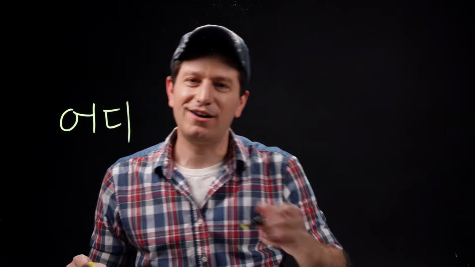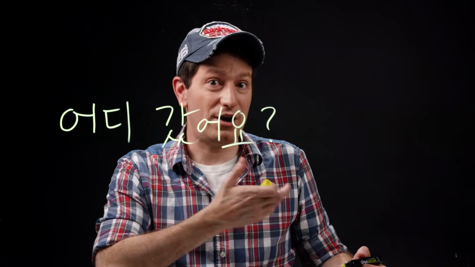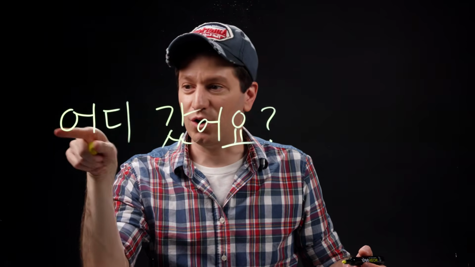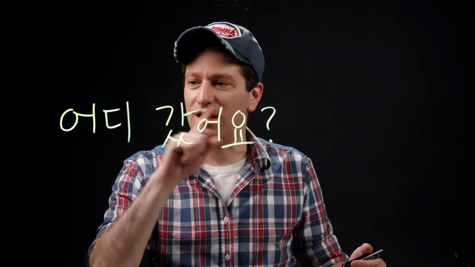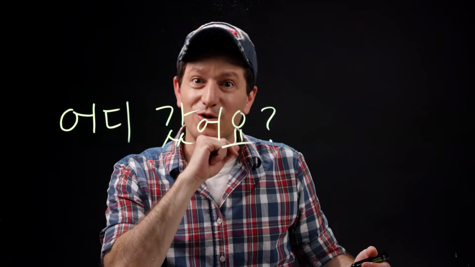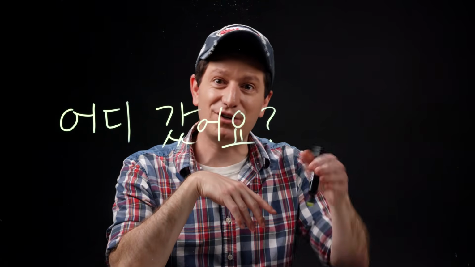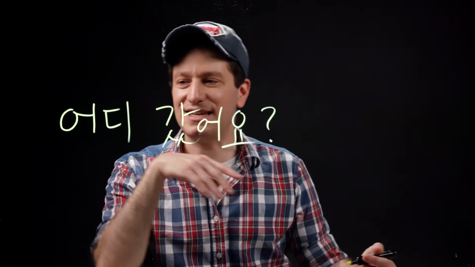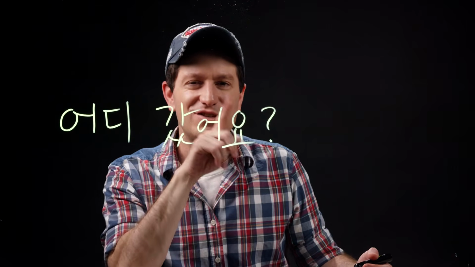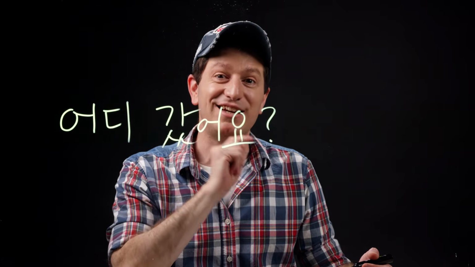어디 means where, but 어디 without emphasis on it means somewhere. 어디 갔어요? Where did you go? Or where did someone go? 어디 갔어요? Where did you go? 어디 갔어요? Did they go somewhere? Notice the emphasis is different. In this case, it's on the verb, 어디 갔어요? Instead of 어디 갔어요? So that emphasis will change the meaning of your sentence.